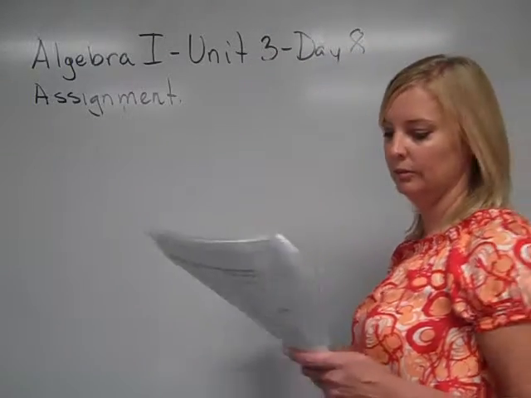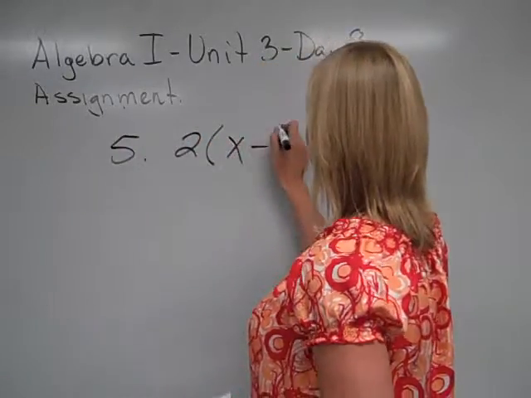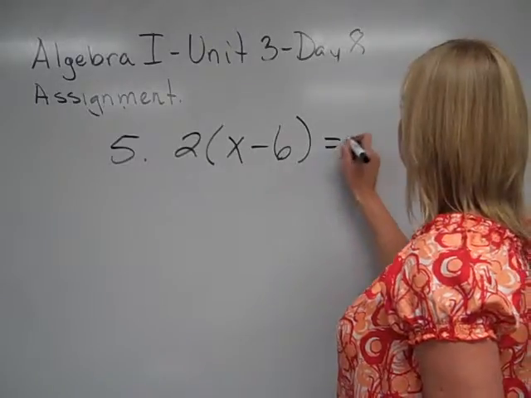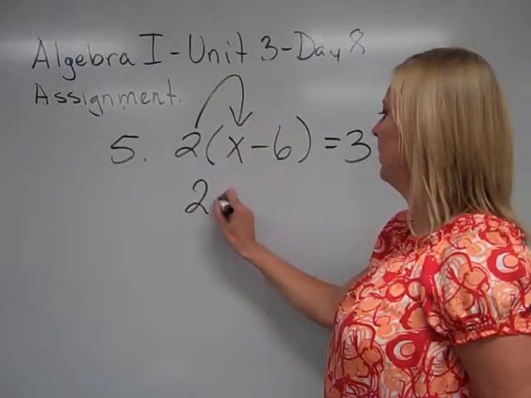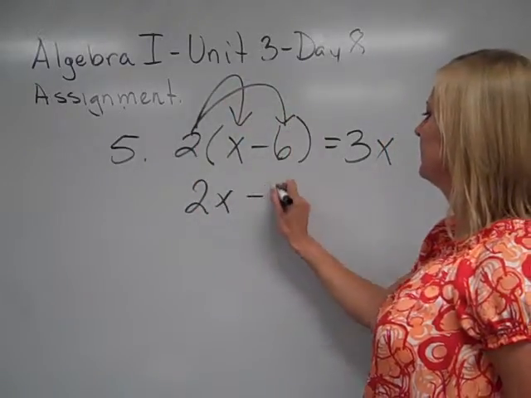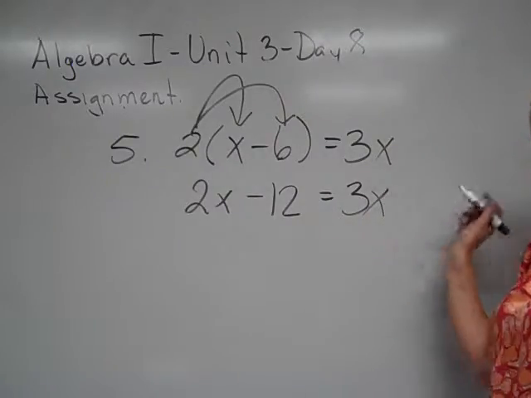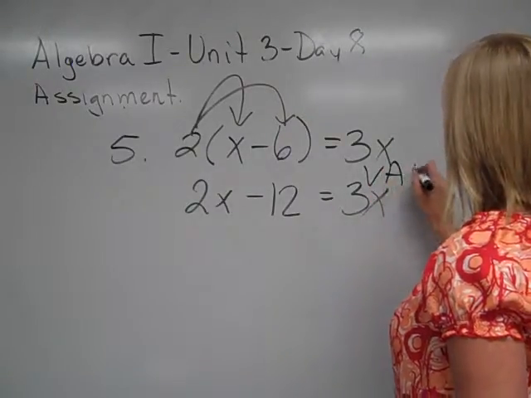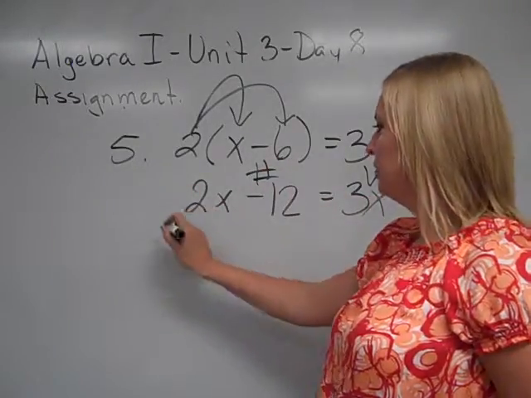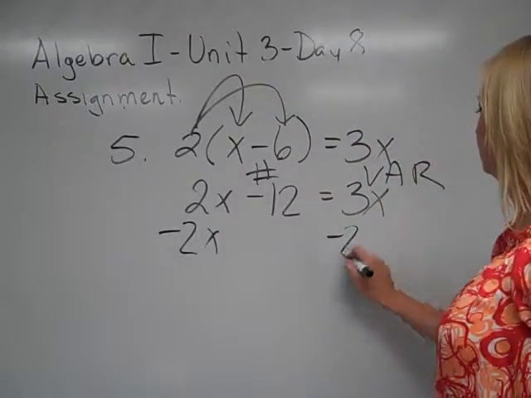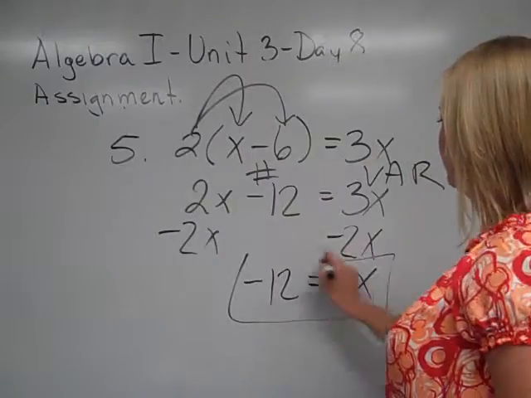Number 5. This is our first problem where we're going to have to distribute. All right, 2 times x is 2x. 2 times negative 6 is minus 12. This variable is already by itself, so let's put the other variable on the other side and all of our numbers on this side. The opposite of plus 2x is minus 2x. So then x is equal to negative 12.